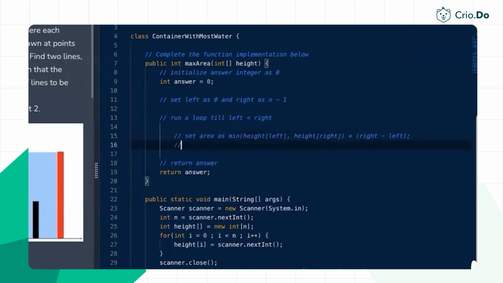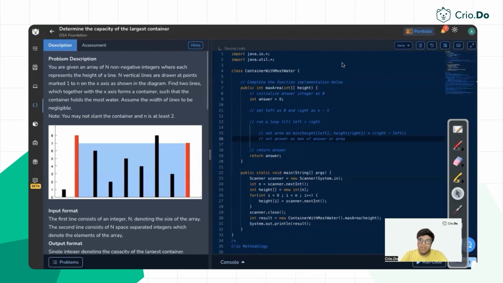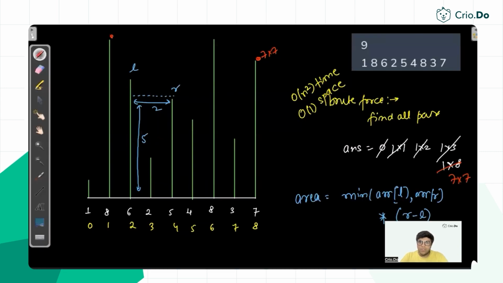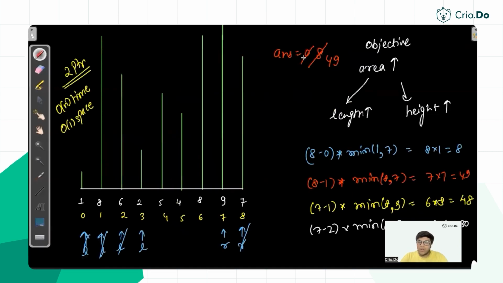Check if this is the maximum area or not. So we can say set answer as the maximum of answer till now, of the current answer, or the current area, not the height, but area. Whatever is maximum. The current answer till now, that is 0, versus 8, 8 is better. 8 versus 49, 49 is better.